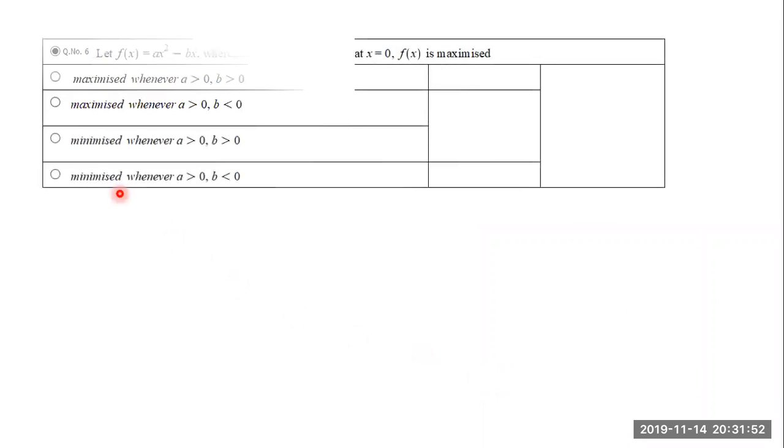Now we will see the next problem. f(x) is equal to ax squared minus bx. Here constant is not there, but still c can be 0. b also can be 0. Still it is a quadratic equation. Only a should not be 0. So therefore it is a quadratic equation. At x equal to 0, f(x) is not maximized.